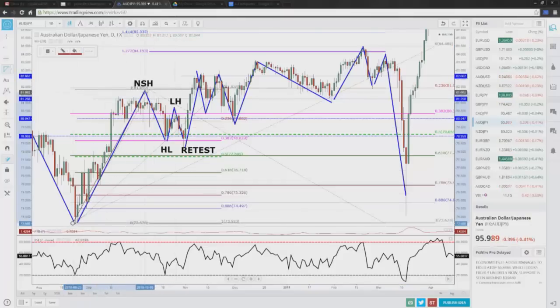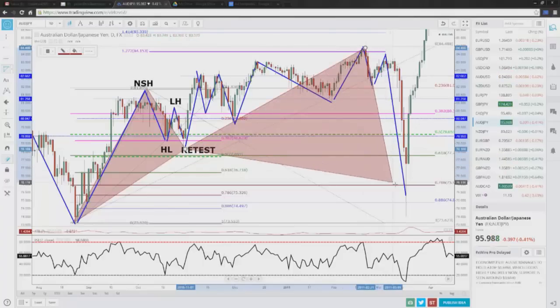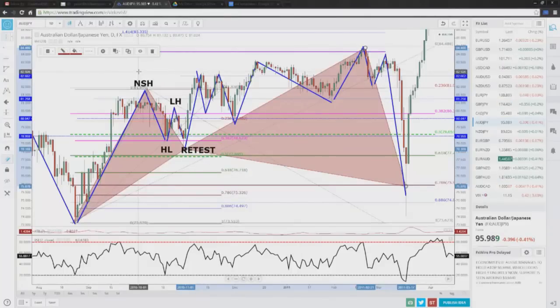X to A, to B. B to C, C to D. A random point in time, learning to read structure, support, and resistance. How many trading opportunities do we have right here in this tiny span of time?